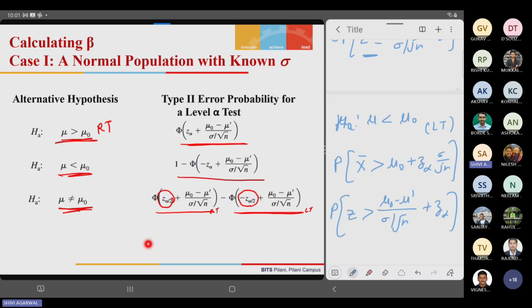So section 7.9 is what? Calculating beta, that is the probability of type 2 error, in all the three cases. Three cases means all the three hypotheses: left tail, right tail, and two tail.